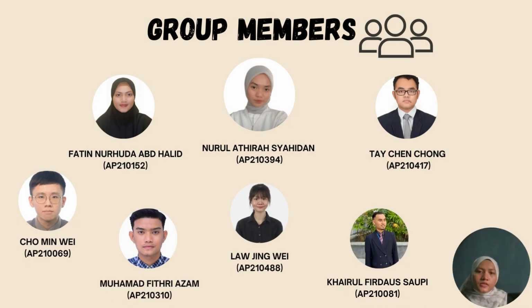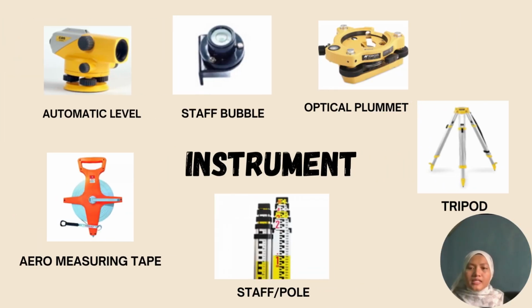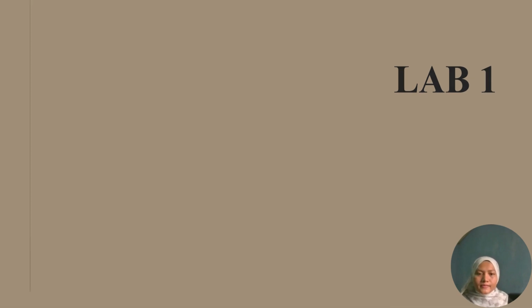I am Fatin Huda. I will introduce my group members: Khairul Firdaus, Lo Jingwei, Muhammad Fitri, Nurul Atira, Tay Chen Chong, and Cho Min Lee. The instruments that we use in this lab are automatic level, staff bubble, optical plummet, tripod, staff or pole, arrow, and measuring tape. We will start presenting about Lab 1.